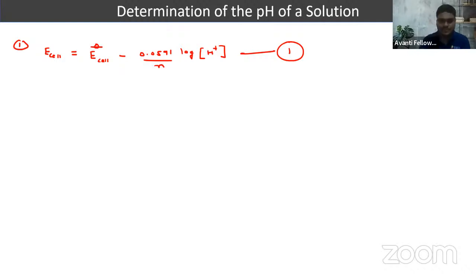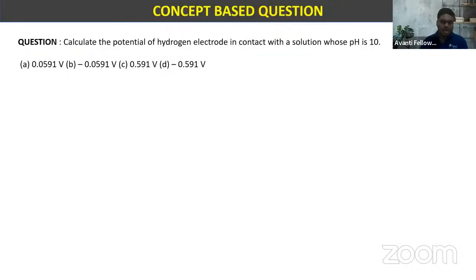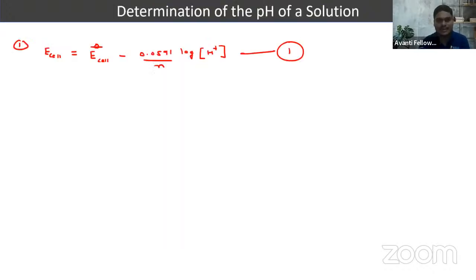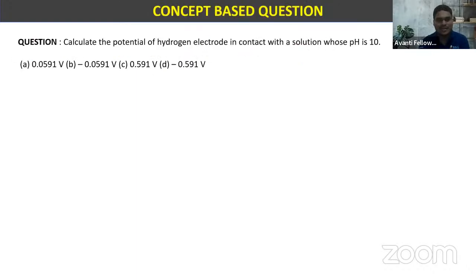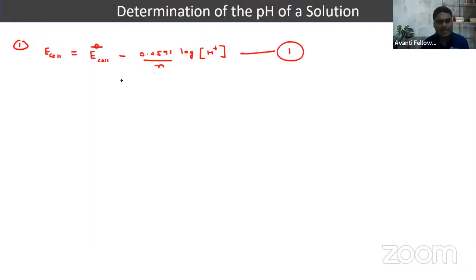सबको clear है? चलो. So on a similar basis, if you have a question like calculate the potential of the hydrogen electrode in contact with the solution whose pH is 10. Can anyone calculate this by using the simple formula like this? So we have E naught cell. We know that E naught cell, the standard electrode potential for hydrogen, is always 0. So this value is 0, and this is minus 0.0591.